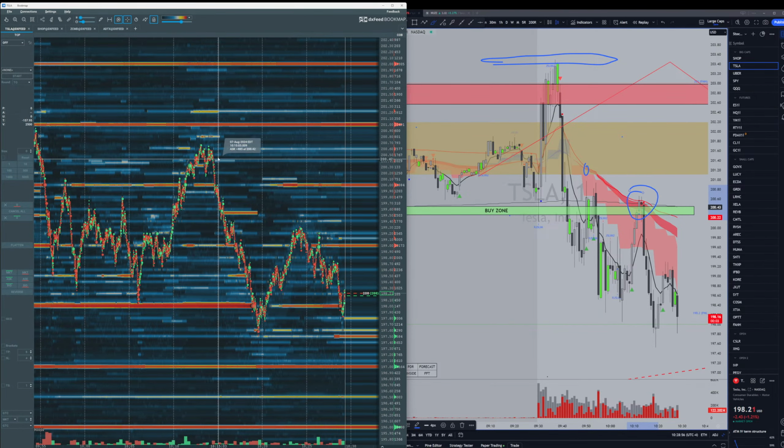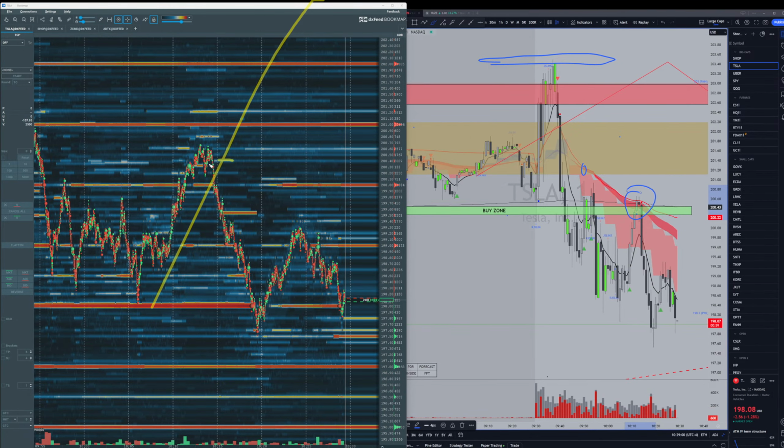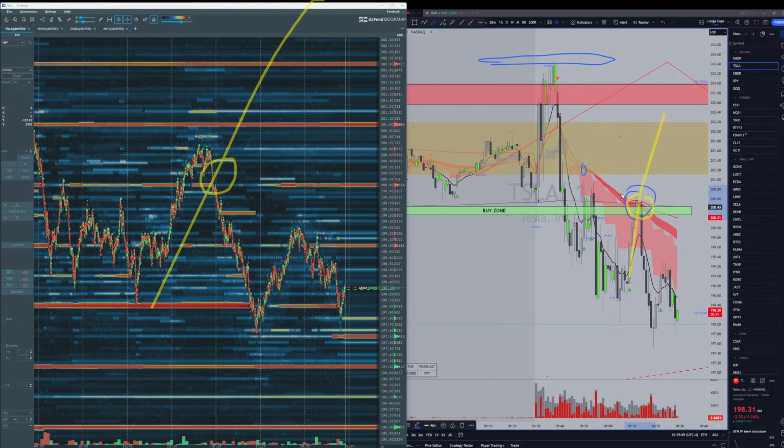Price goes over here. The price gives me a trend line break. I see sellers joining in. Price gives me a trend line break. Sellers joining in. Boom. That is exactly the same setup that I repeat almost 10 times in a week, because I see this setup almost 10 times in a week.